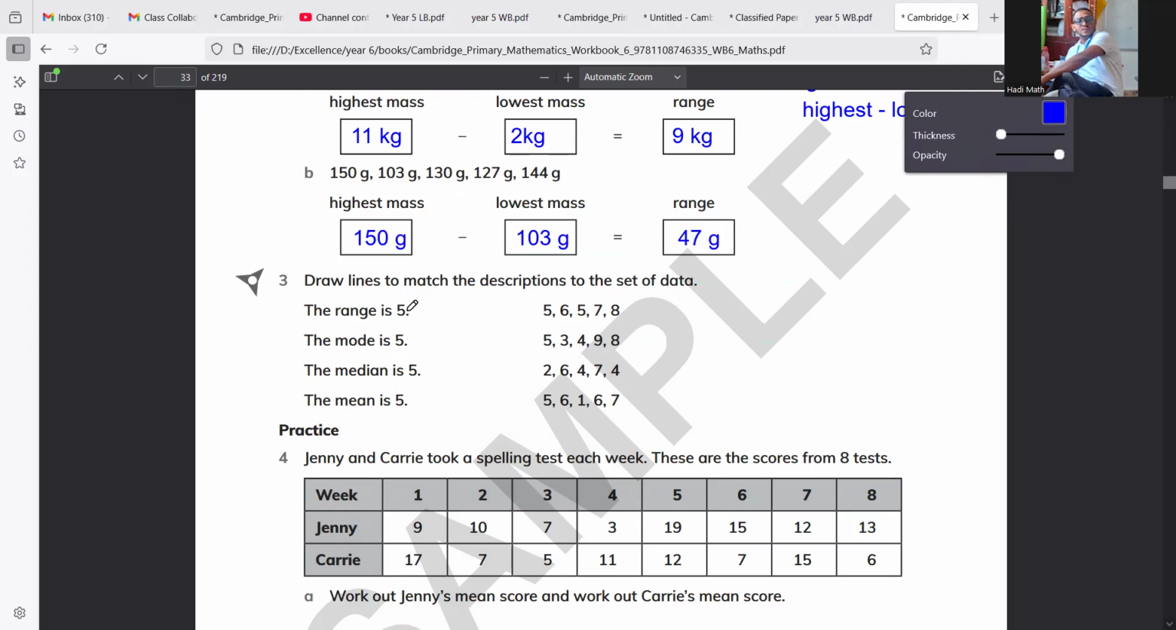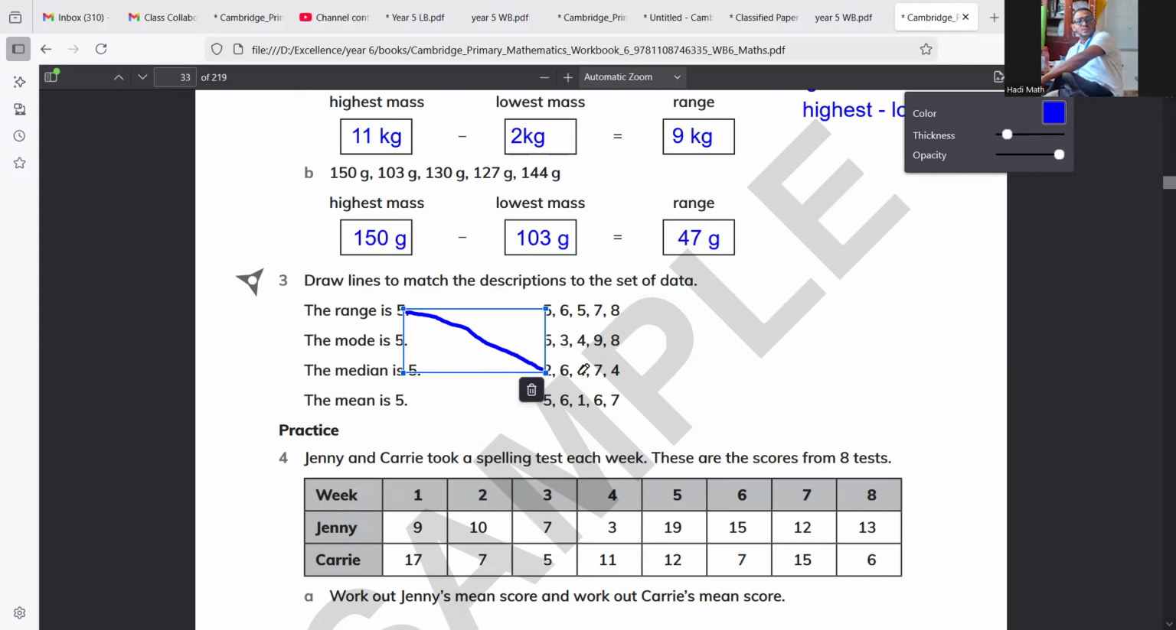So the range is equal to 5 only in this question. In this one, the range is equal to 5. Otherwise, no, the range is not equal to 5.